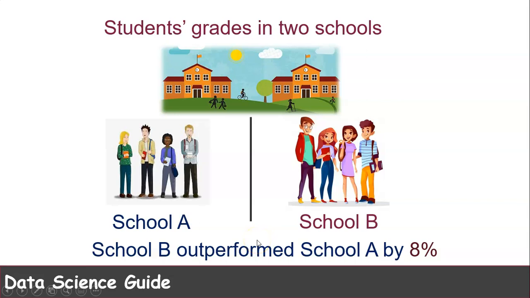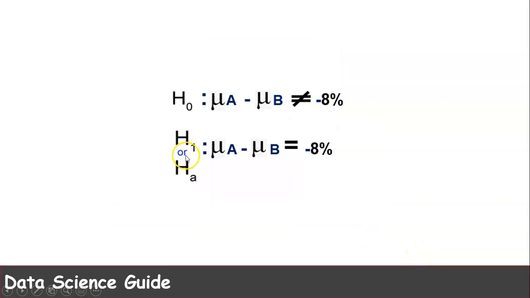The hypothesis here says school B outperformed school A by 8%. The average grades in school B are higher than the average grades in school A by 8%. The alternative hypothesis that we want to test is mu A minus mu B equals minus 8%. Mu A is the population average grades in school A, and mu B is the population average grades in school B. So when we say mu A minus mu B equals minus 8%, that means the students in school B outperformed the students in school A by 8%.